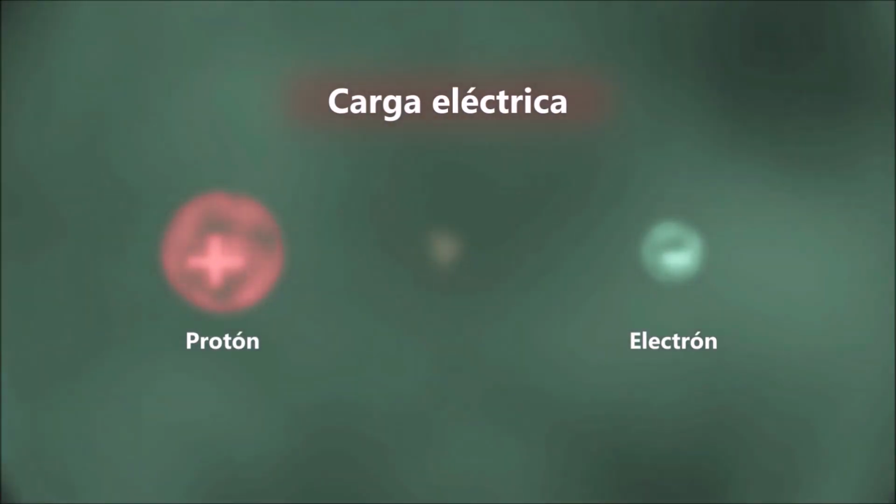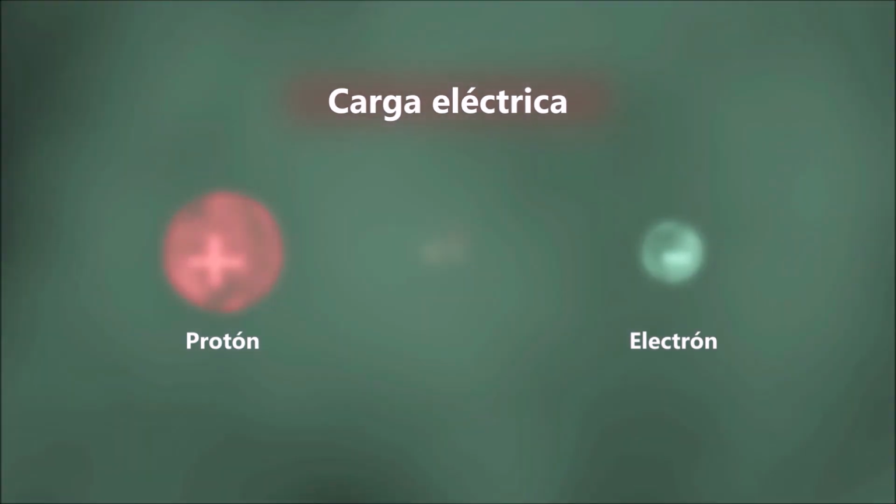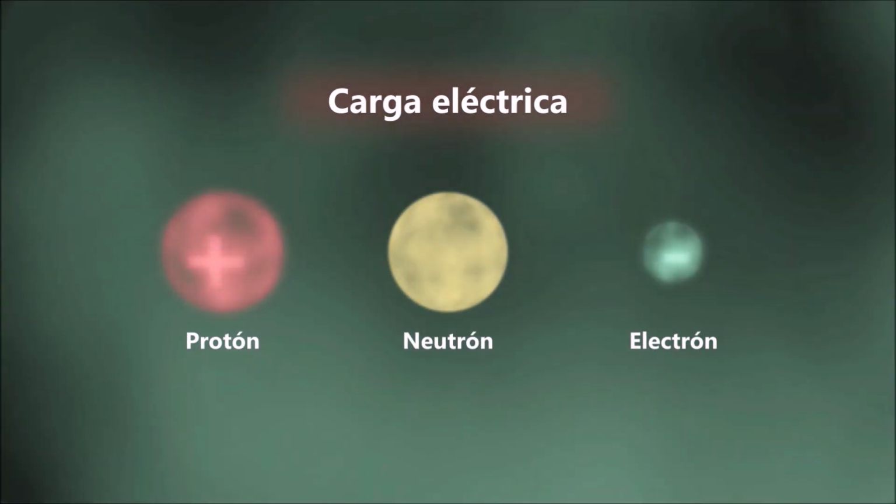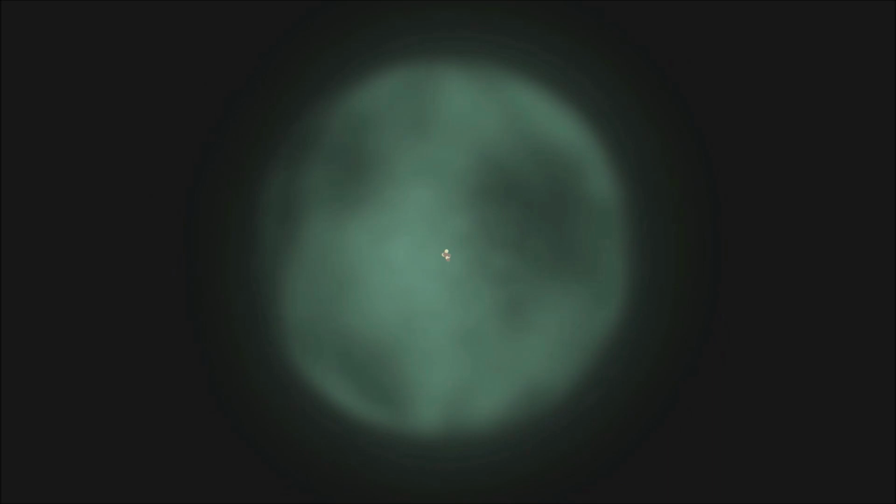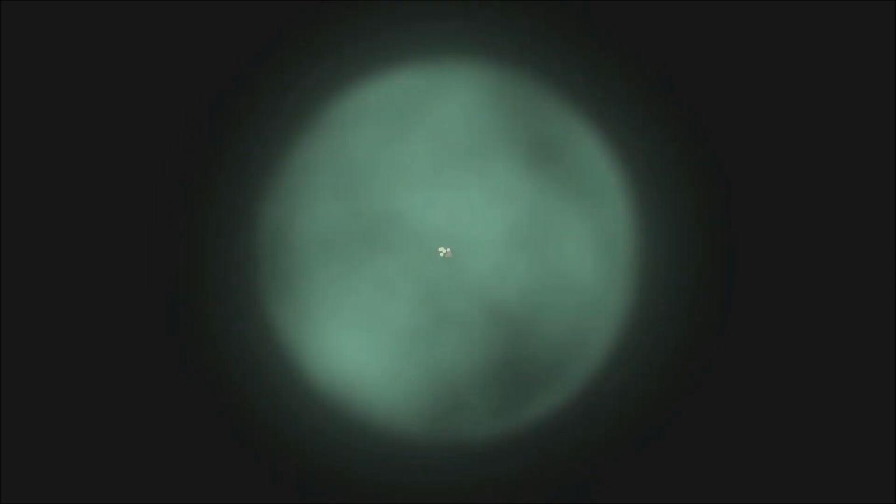When we talk about the charge, we can say that protons have positive electric charge, electrons have negative, and neutrons don't have charge at all. They are neutral. Moreover, an atom in its fundamental state tends to be electrically neutral due to having the same number of protons and electrons.